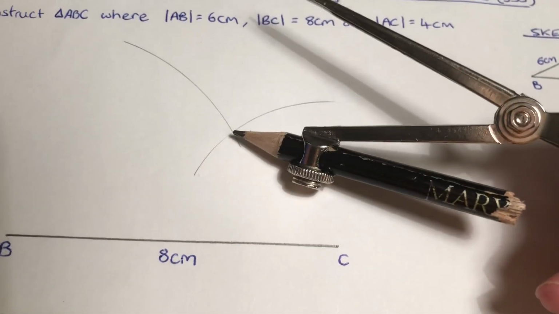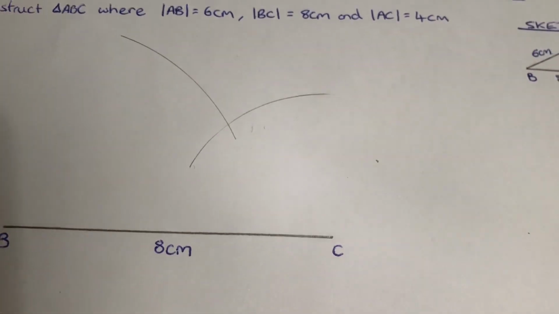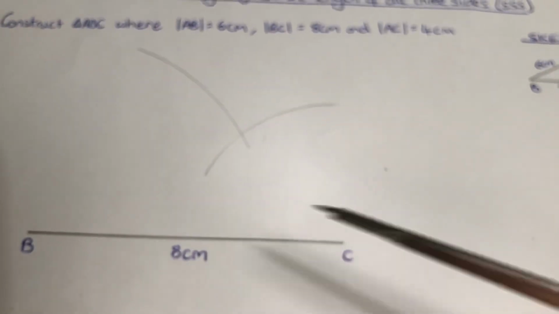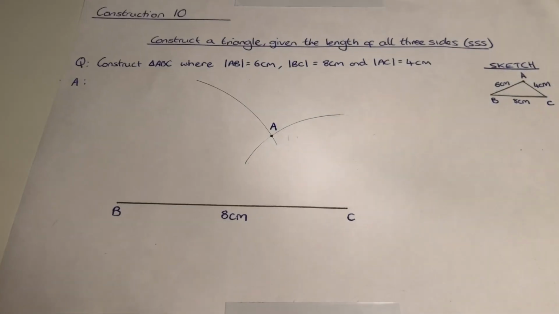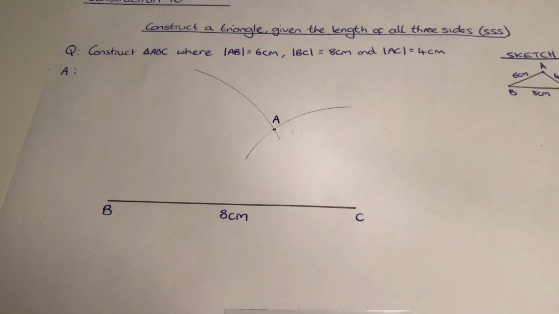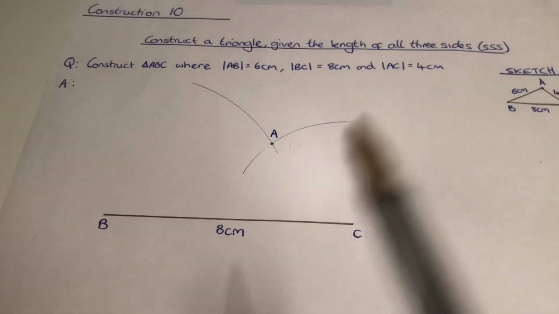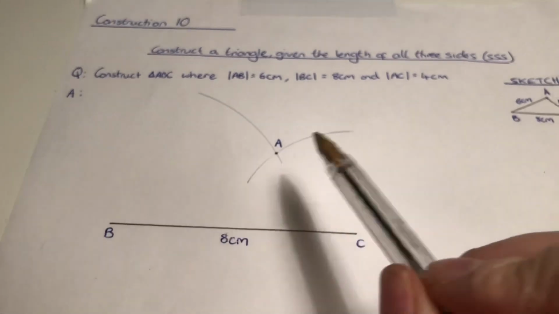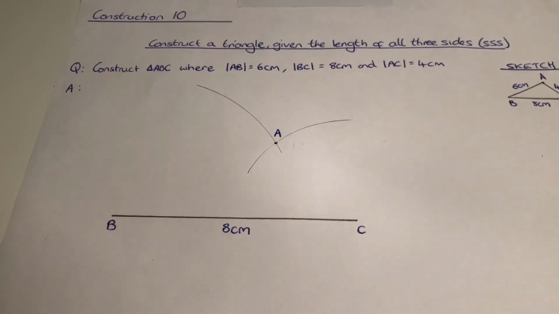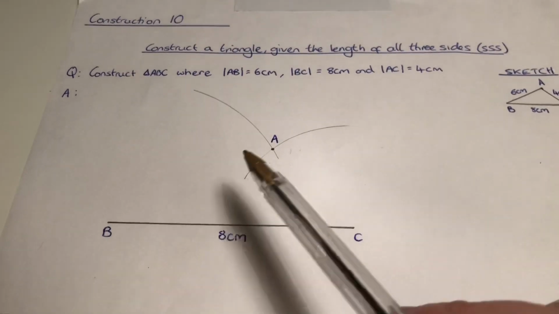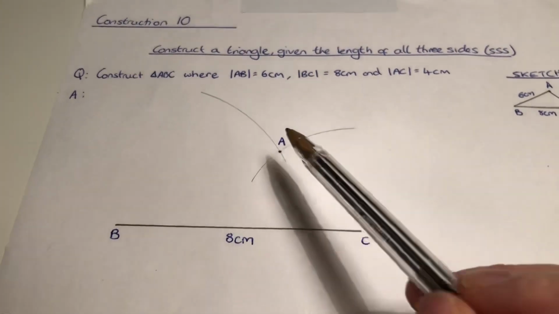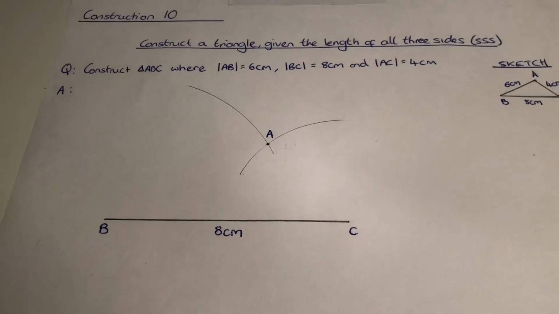So at this exact location, that's the place where we want to put our third vertex, our third point, point A. As with all our other constructions, we must not rub out our construction lines. So the examiner is looking to see these two arcs to show that you have used your compass. So there's only one thing left to do, and that's to connect B to A and A to C. So we complete our triangle.